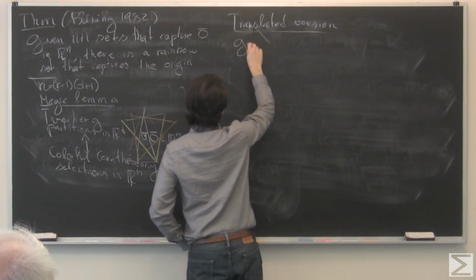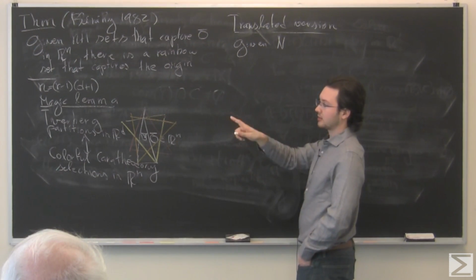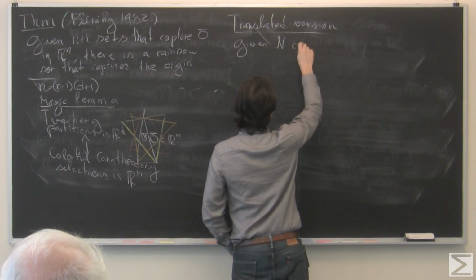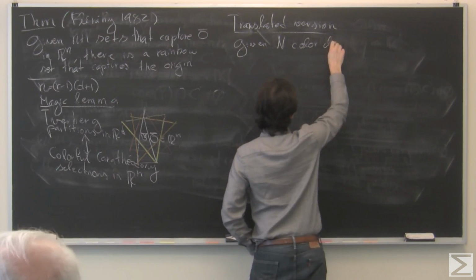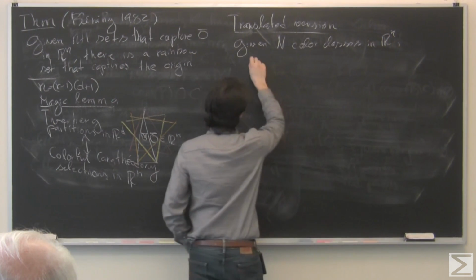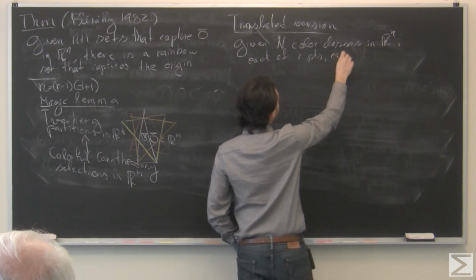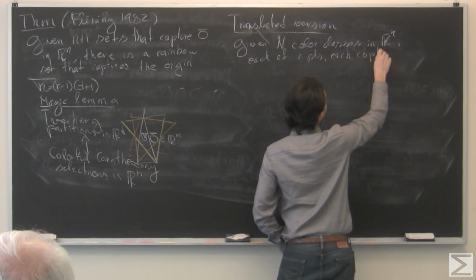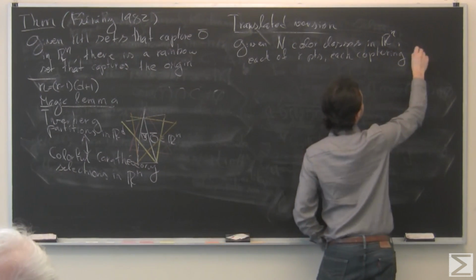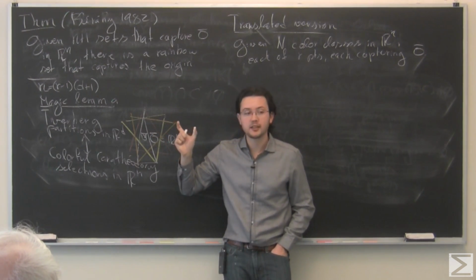We're going to be given, so here, if I was given big N points, which is the size of X, given N color classes in R^n, each of R points, each capturing the origin, zero. What I want to do there is to find M partitions.